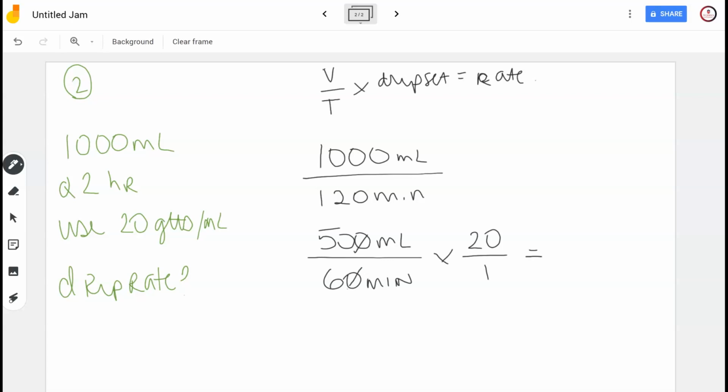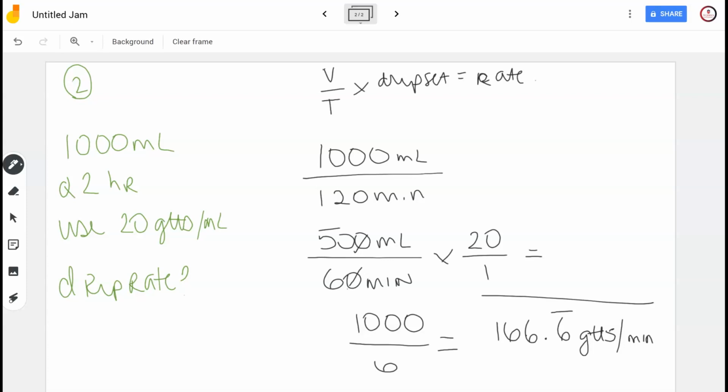Let's simplify this. So 50 times... I'm not going to do the long division for you. And this is one that doesn't have really great, clean math. But that's going to be your answer.